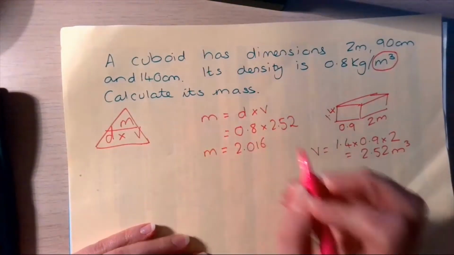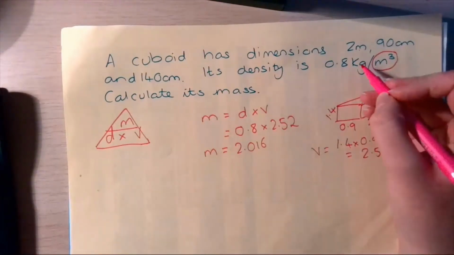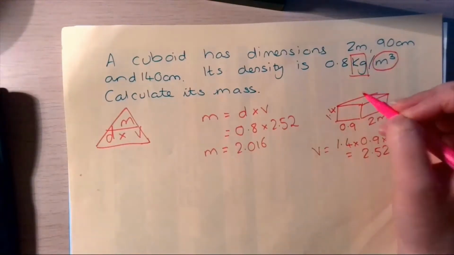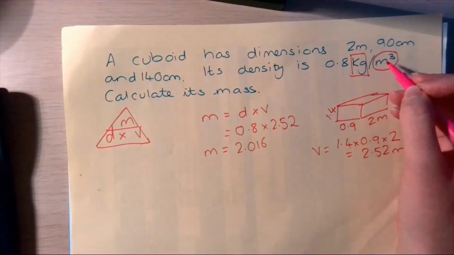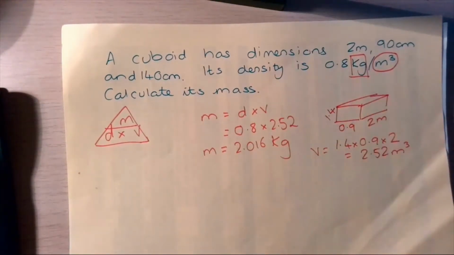Okay, for the mass. And again, units: our mass is a measurement of weight. The density was in kilograms per metre cubed, so the mass that comes out is in kilograms, because that's what we've used to go into it. Right then, there's the first two.